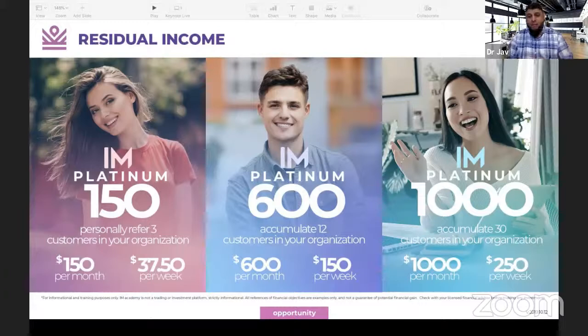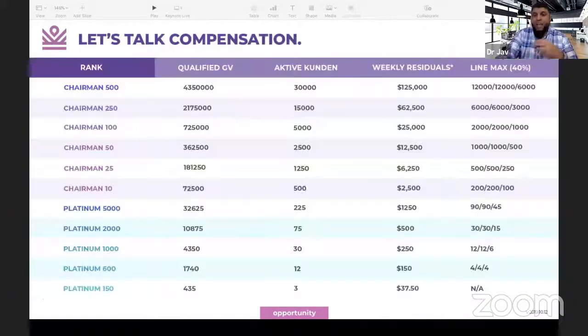If you were to recommend 12 people to the organization, the company will pay you $600 a month. The amazing thing is that you only really need to recommend 3 people. If those 3 people recommend additional people, and collectively it's 12 people, the company will pay you $600. 30 people, $1,000, and the income keeps going up. The highest rank through the compensation plan currently is a Chairman 750.